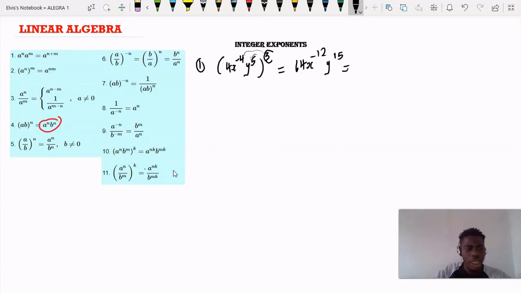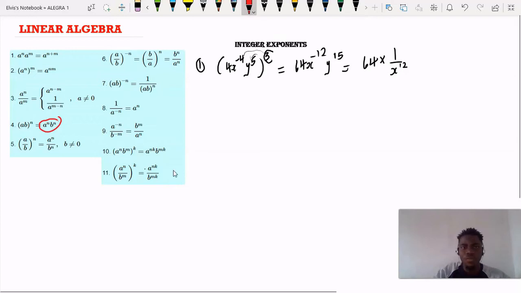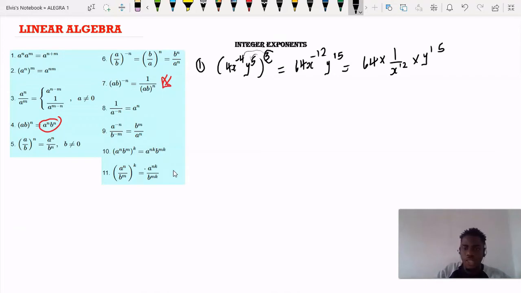So guys, this is going to be equal to 64 multiplied by s raised to the power of -12. This can also be written as 1 over s raised to the power of 12, if we use the seventh rule. Then multiply by y raised to the power of 15. So we can write this as 64y^15 divided by s^12. So guys, this is going to be the final answer.